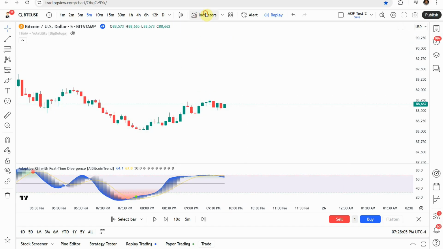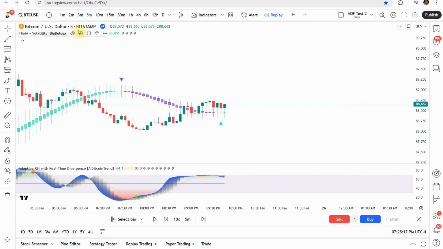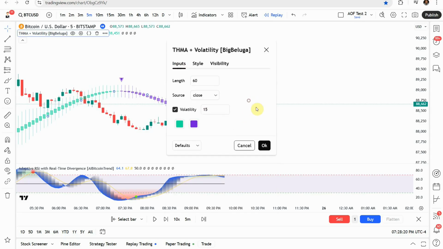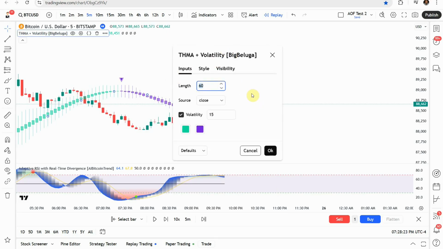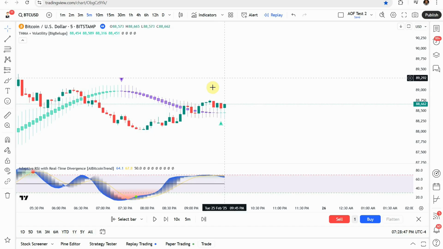The next indicator you will add to the screen is going to be the triangular Hall moving average. This one right here. Go ahead and click on that and add it to the screen, and we'll jump into the settings as well. We're going to change the length to 60, and everything else you can leave on the default settings. Now, the source video did specifically say that this strategy was for the 5-minute time frame, so we have it on the 5-minute time frame to give it the best chance possible of being profitable.